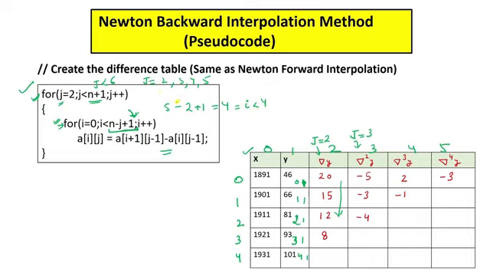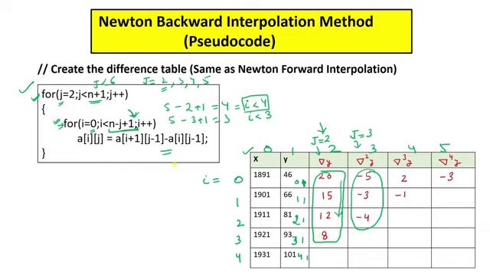Now when j is 3, this will be 5 minus 3 plus 1, so this will be 3. In that case I will be running less than 3. That means I will run for I equal to 0, I equal to 1, I equal to 2. So for this column it will be running only this number of times. And when j was 2, for that column I will be running for 0, 1, 2, and 3, less than 4. That means 0, 1, 2, 3, for this number of times.